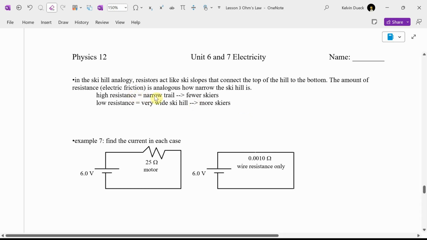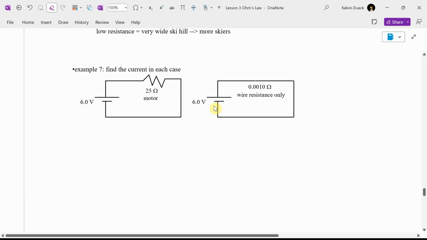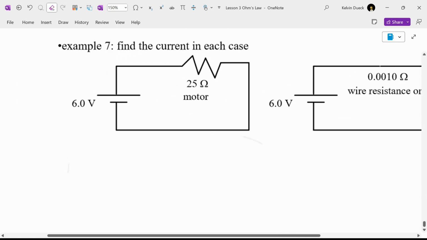So high resistance is like a narrow trail. Can't get many skiers on there. Low resistance is like a very wide ski hill. More skiers. Example 7 says find the current in each case. We're about to solve our first circuit.